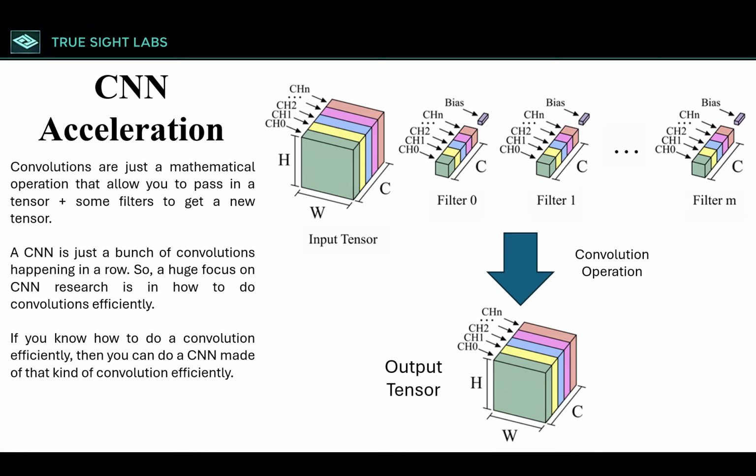The great thing about convolutional neural networks is that in hardware, it all comes down to building a circuit that can do convolutions efficiently. Once you have a fast, efficient convolutional engine, you can chain it together to implement basically any convolutional neural network built from that kind of convolution.